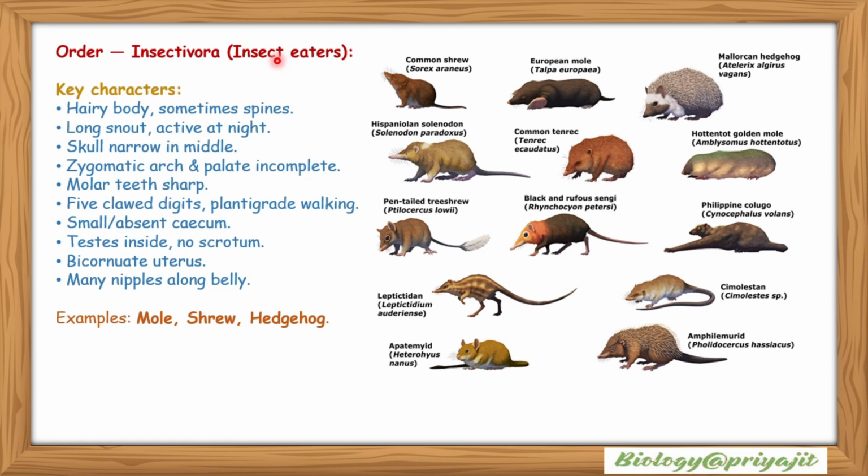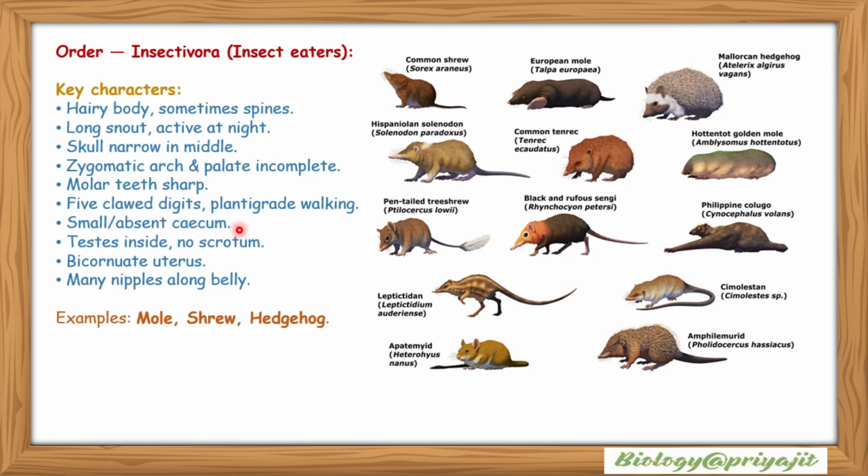Now the order Insectivora, which are insect eaters. Their body is hairy, sometimes with spines. They have a long snout and are active at night. Skull is narrow in the middle. Zygomatic arch and palate are incomplete. Their molar teeth are sharp. They have 5 clawed digits. Plantigrade walking is found among them.